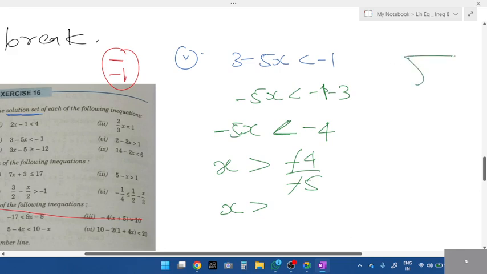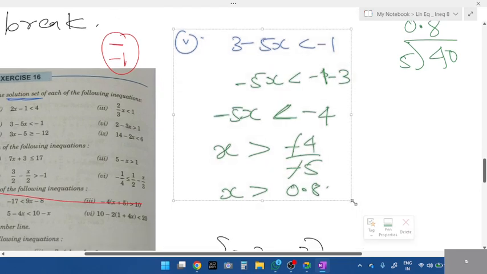4 by 5 convert into decimal. 4 should be inside, 5 should be outside. 5 is greater. Don't write anything. Listen here, students. 5 is greater. 0 point. How many times 5 goes in 40? So x is greater than how much, students? X is greater than?